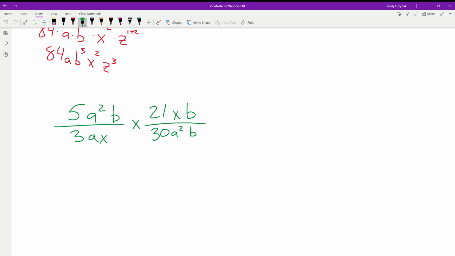So right off the bat, we could go through and we could split everything up into their factors, lay it out, cross-multiply, divide everything out individually, or we could just start applying some of our rules. So since we're having these multiplied, this is going to be 5a squared b 21xb all over 3ax 30a squared b. Now I'm not doing anything extra with them, I'm just combining everything together. When we're multiplying, it doesn't matter the order. We can shift these around a little bit.